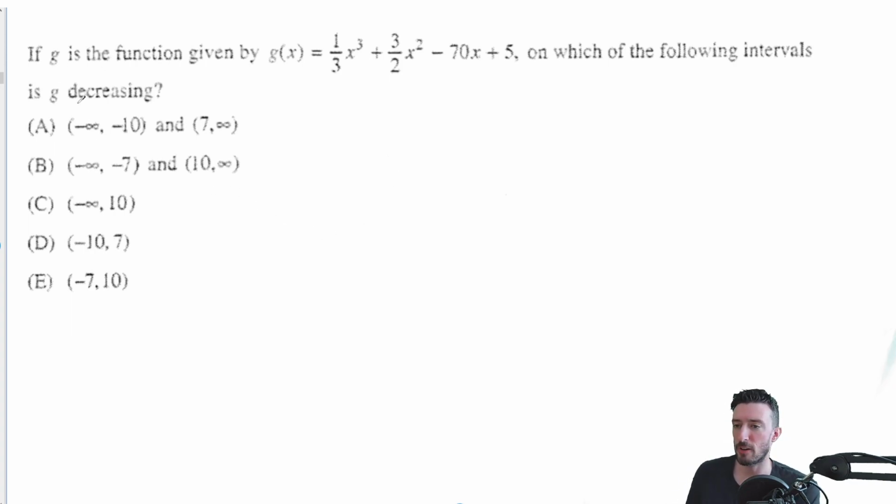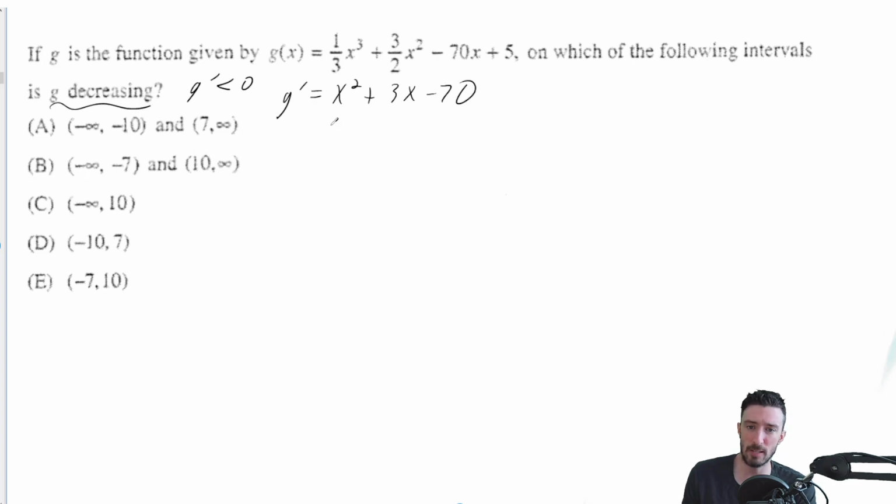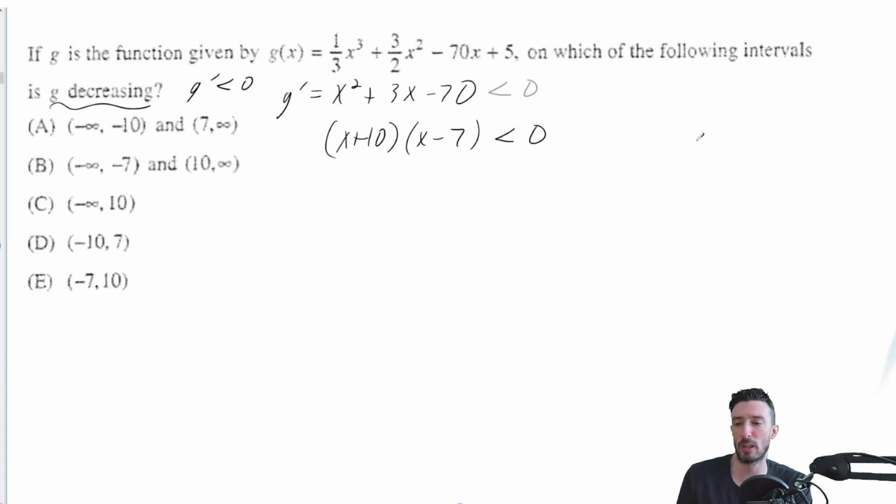We have to figure out where g is decreasing, which is the same thing as saying where g prime is less than 0. So we have to figure out g prime, which is x squared plus 3x minus 70, and where that's less than 0. The first thing we want to do is factor this. It factors into (x plus 10)(x minus 7). So we want to know where that is less than 0.